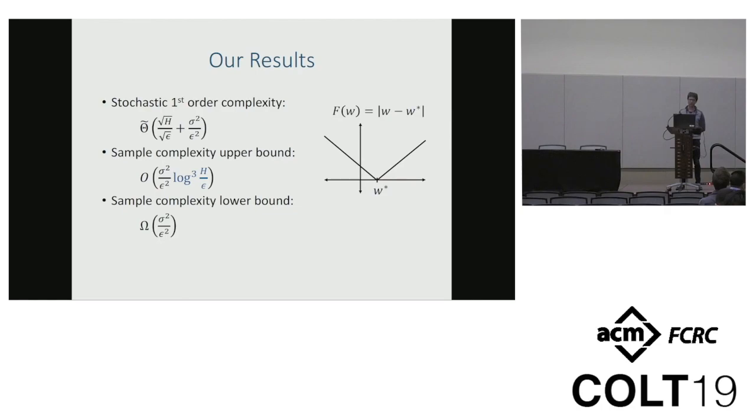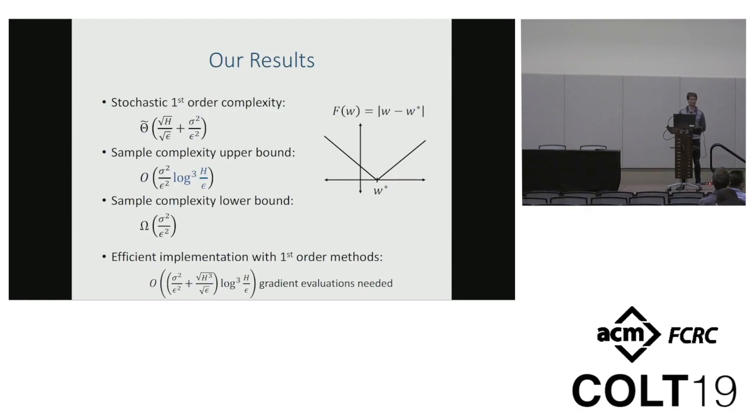I also want to point out that even though the algorithm that achieves our upper bound requires solving a series of regularized empirical risk minimization problems, you don't have to solve them exactly, and they can actually be implemented using fast first-order finite sum algorithms such as SVRG.